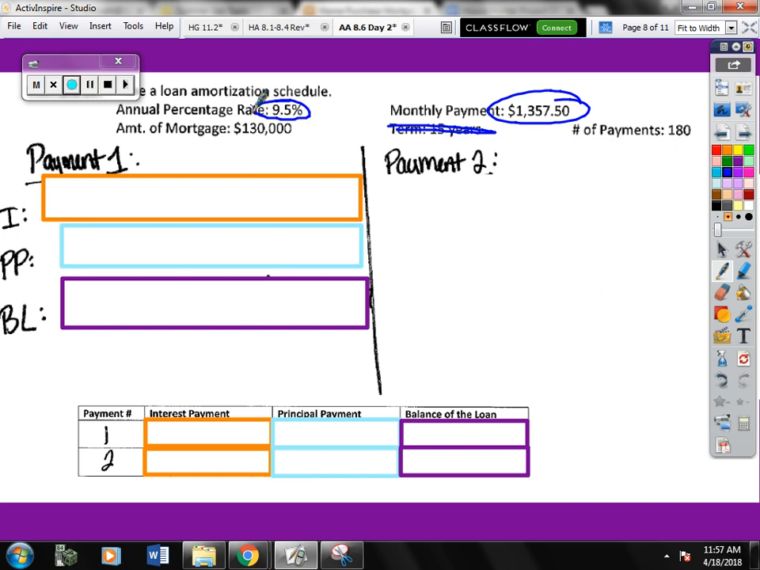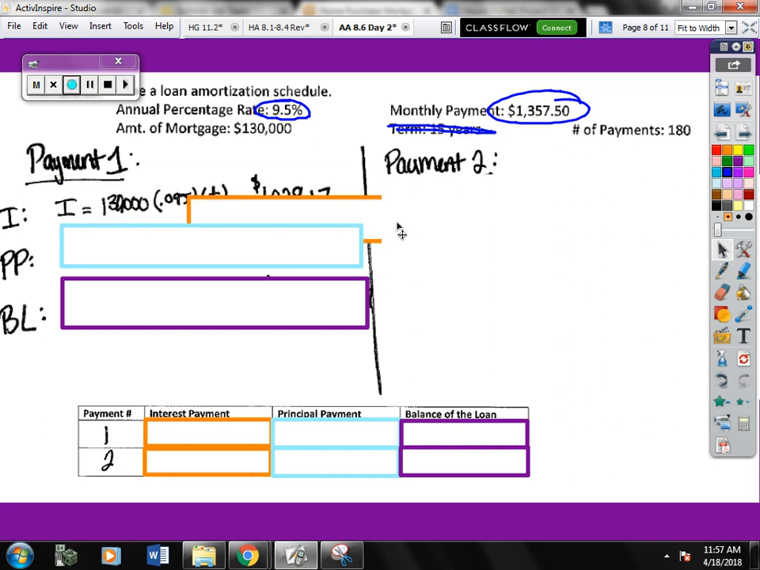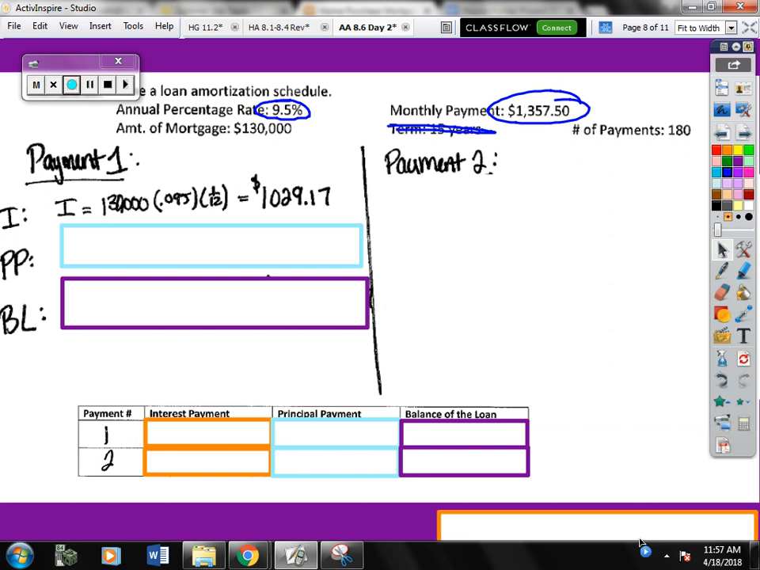So we'll start with our interest. I equals PRT using the amount of the mortgage to start. So that'll be 130,000 times our rate as a decimal, 0.095. And just remember to not plug in 15. Okay, you're not calculating your interest for all 15 years. You're calculating your interest for 1 month's time. The month of April, for example, the month of May. So it's always going to be 1/12 in the amortization schedule.